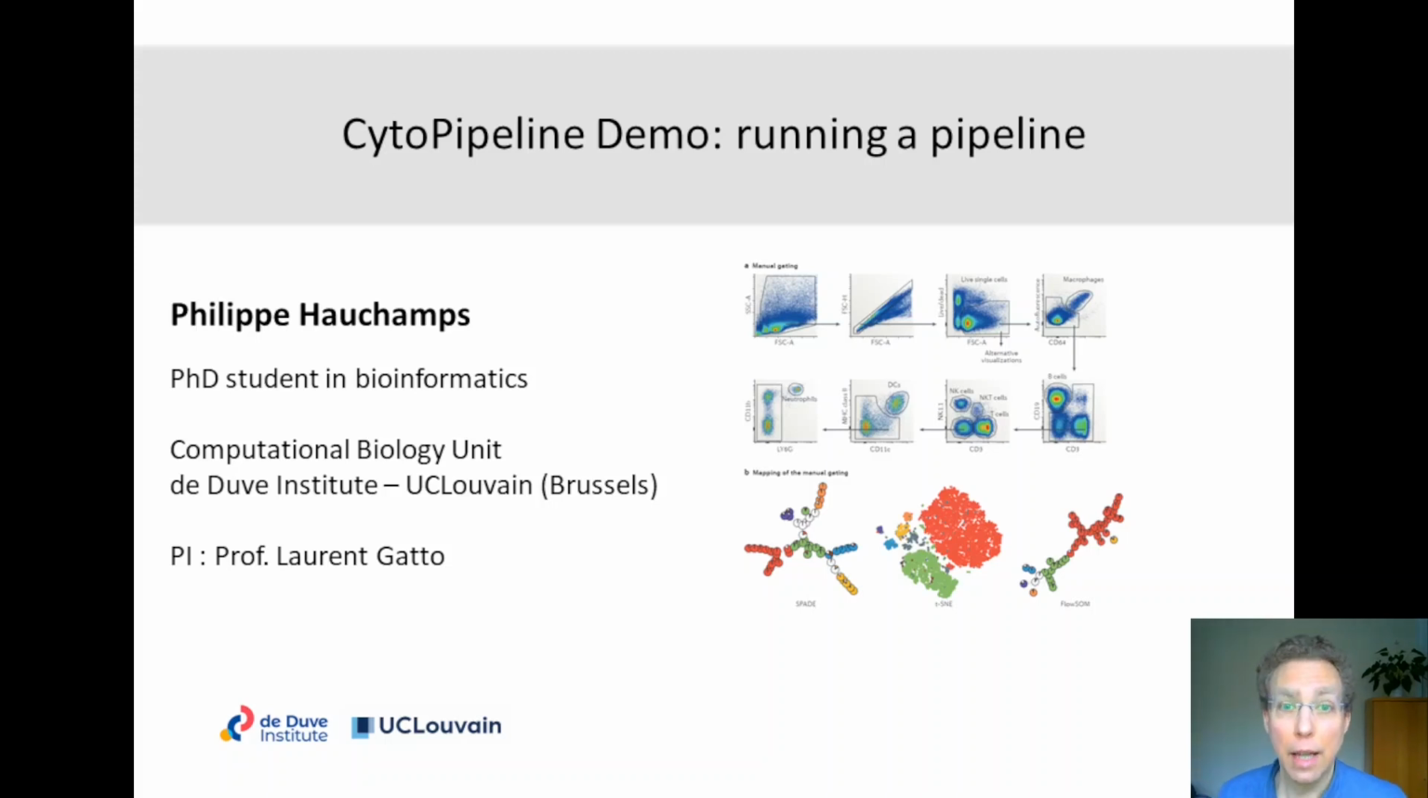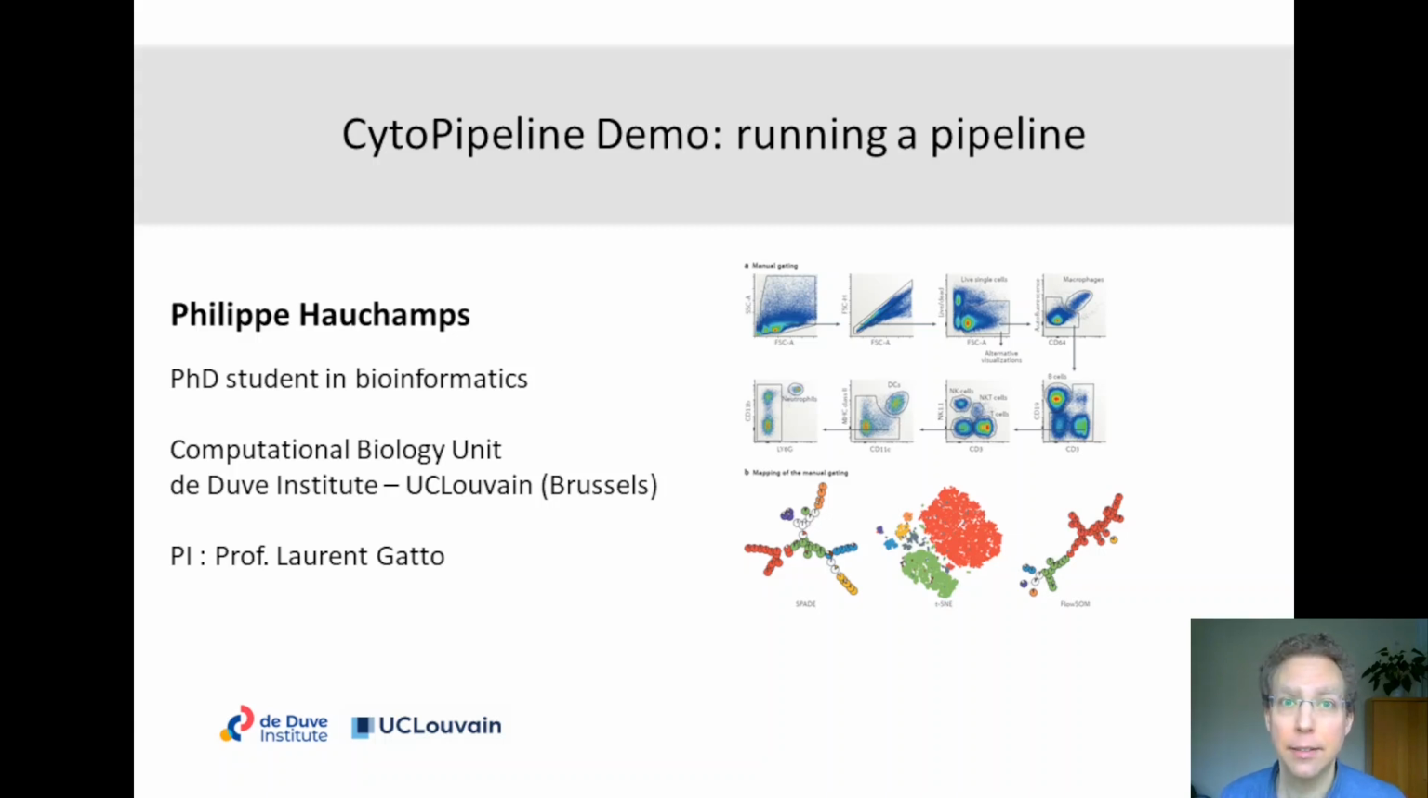Hi everyone, and welcome back to this series of short videos about CytoPipeline, an R tool for building and visualizing pre-processing pipelines for flow cytometry data. In the current video, we're going to run the pipeline we've built up in the previous videos, and we'll discover the link between a run and the CytoPipeline cache which is stored on the disk.